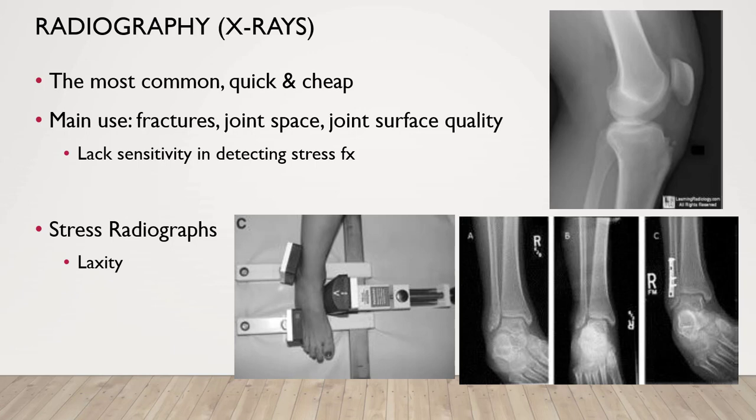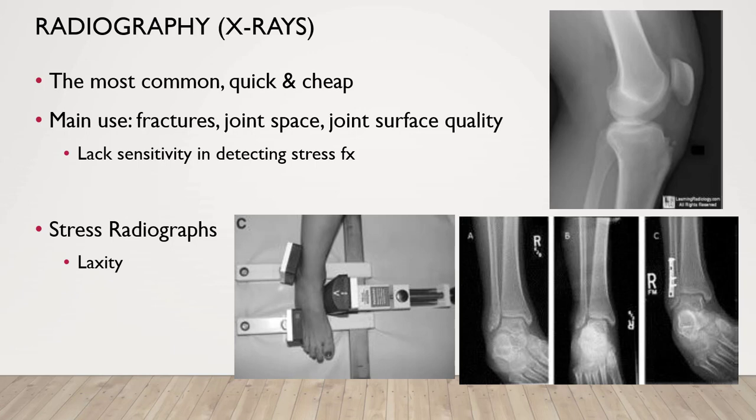Radiographs are commonly used to identify fractures, and because of their low cost, they are often ordered prior to asking for an MRI or a CT scan to evaluate joint space issues or joint surface quality. X-rays are not sensitive enough to identify some forms of acute fractures, such as those involving the scaphoid or acute stress fractures.